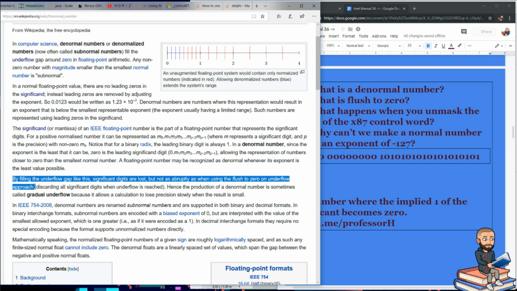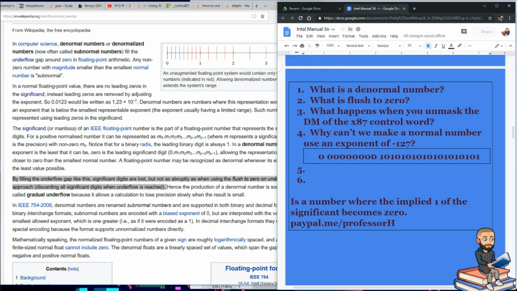And here's our answer to question number 2. Discarding all significant digits when an underflow is reached. So what happens in a flush to 0? Discarding all significant digits. So a flush to 0 may have this scenario where the 1 is still implied, okay? There we go.